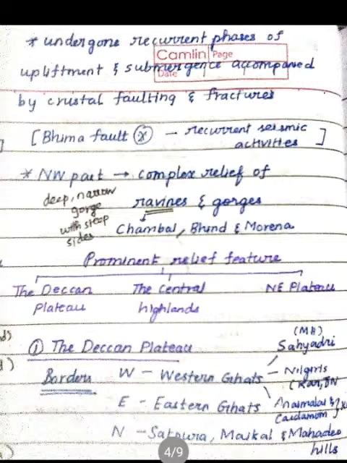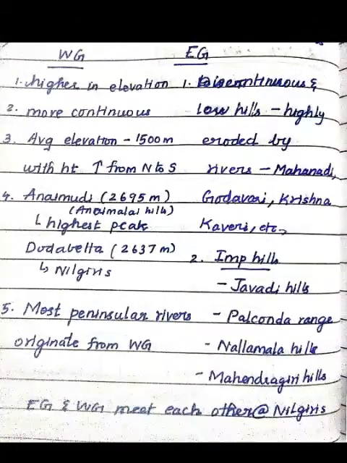The Deccan Plateau is the first one we are going to discuss. Let us first learn the borders. In the west you have the Western Ghats, in the east you have the Eastern Ghats, and in the north you have the Satpura, Maikal and Mahadev Hills. Now the difference between the Western Ghats and Eastern Ghats.